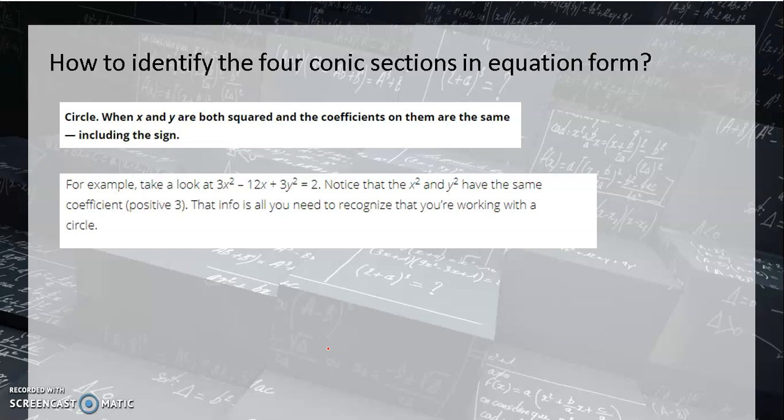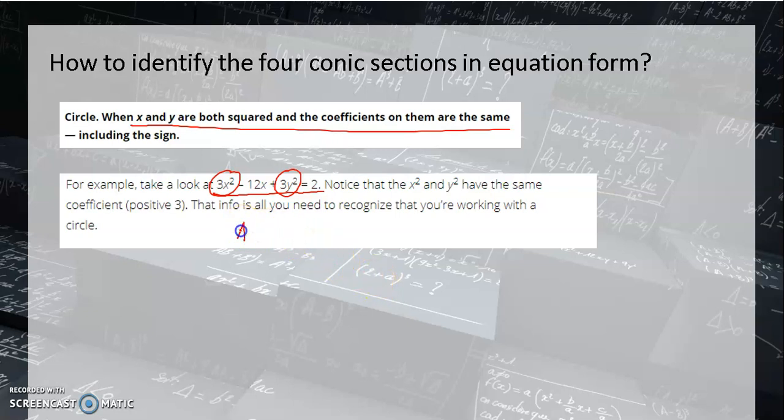So if it is a circle, x and y are both squared and the coefficients on them are the same, including the sign. For example, we have 3x squared minus 12x plus 3y squared is equal to 2. As you can notice, we have the x squared term and the y squared term. So from the definition given, when x and y are both squared and the coefficients on them are the same, we are recognizing the conic section which is a circle. If you would like to check, you can also use the discriminant to identify which type of conic section this is.